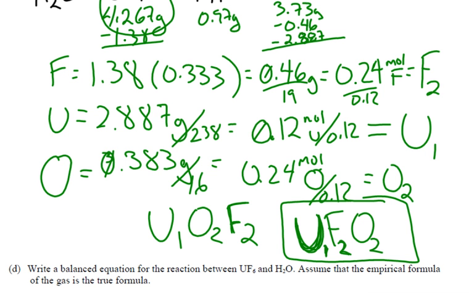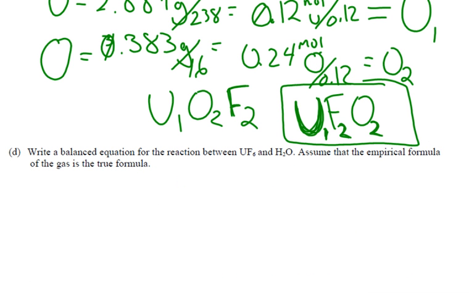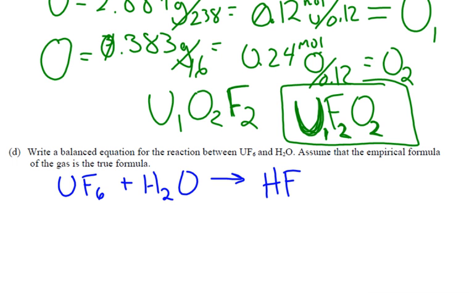So there's that. Lastly, it says write a balanced equation for the reaction between UF6 and H2O. Assume that the empirical formula of the gas is the true formula. So we have UF6 plus H2O. And we've already said we know that this makes a gas. We called that gas HF, so we might as well keep going with it. And we said that it makes UFO 1, 2, 2. So you got to keep going with it.